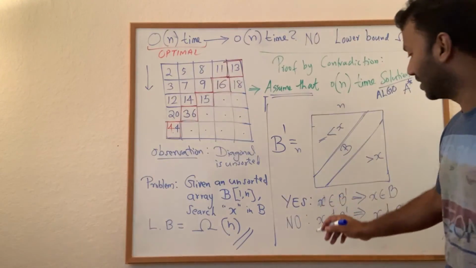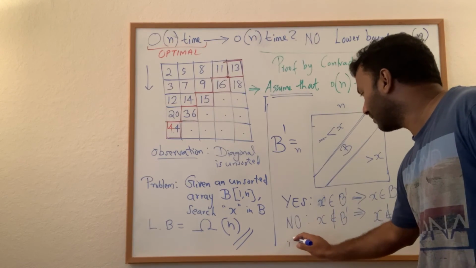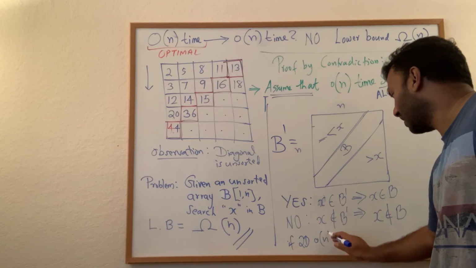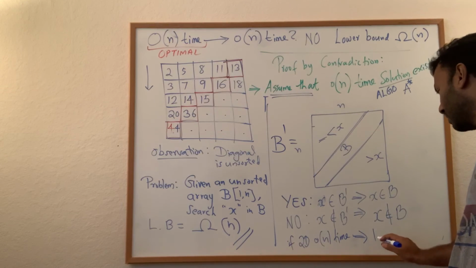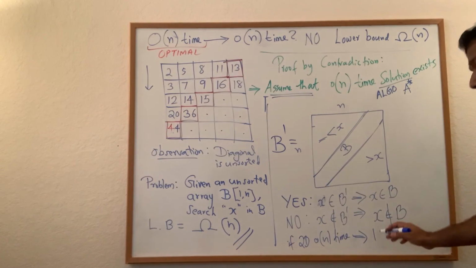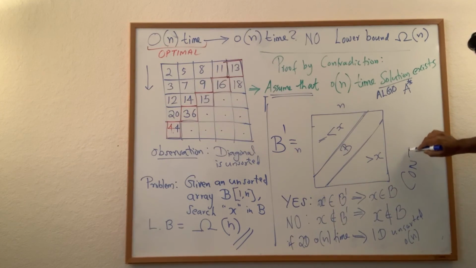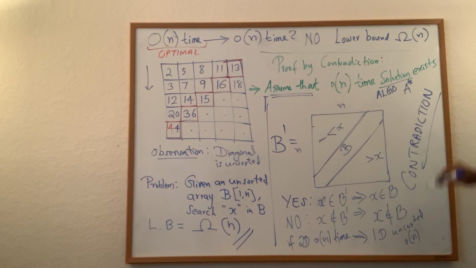So in other words, if the 2D array problem can be solved in small o of n time, it implies searching in an unsorted 1D array can also be solved in small o of n time. This is nothing but a contradiction.